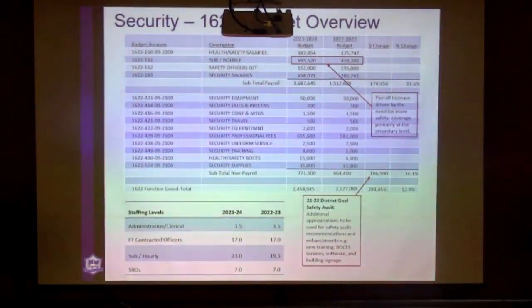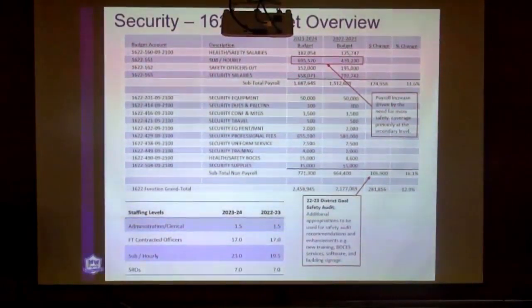So the upper portion here has 4 payroll budget codes. The first code is the clerical and administrative salaries. We have our sub and hourly salaries. We have our safety officer overtime, and finally security salaries. Those are for our permanent full-time people.